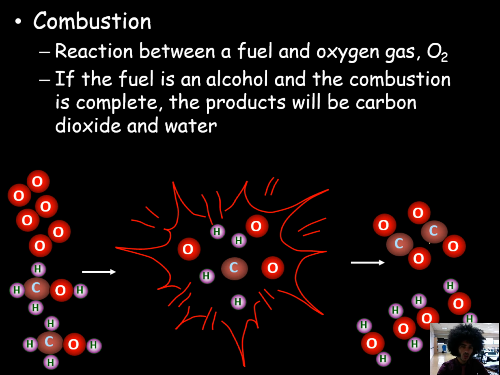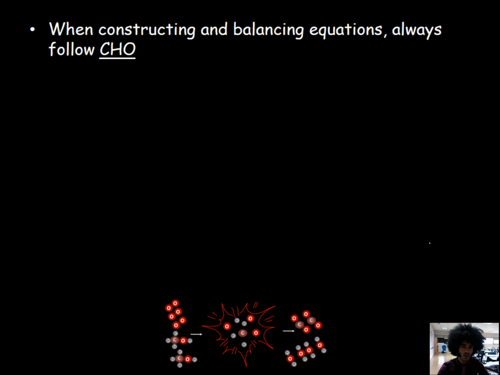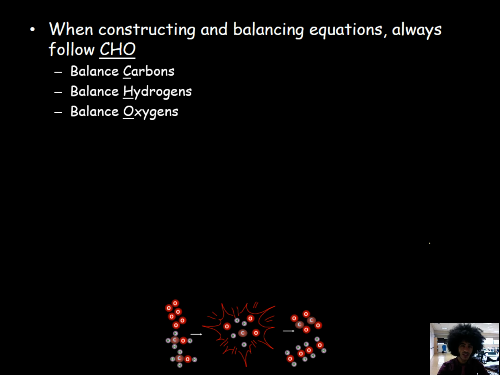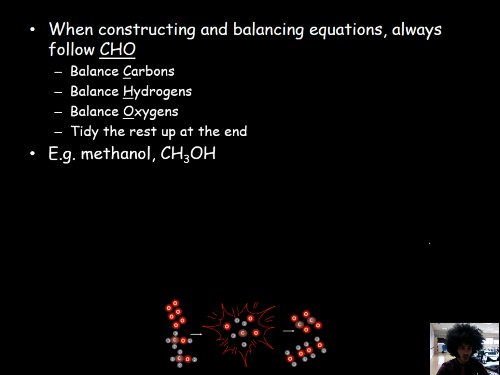When you're balancing equations like this, really similar to how you balance alkane combustion equations, follow CHO, which I talked about in a previous video. CHO's really straightforward. You balance your carbons, you balance your hydrogens, and you balance your oxygens. You might need to play around a little bit to make sure you tidy up and check at the end. As an example, let's go through methanol again, just doing the process without the drawing.